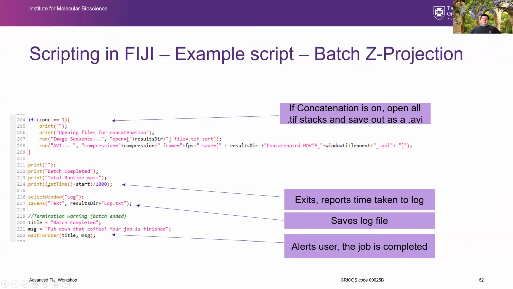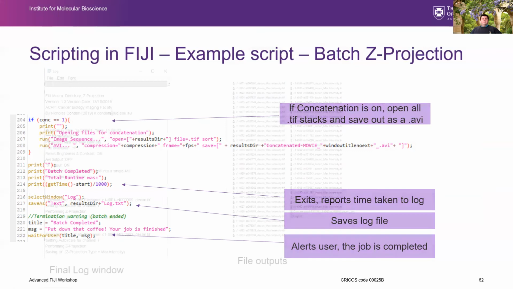Then it's going to write out to the log that it has finished, and it will work out the time it took to run. Then it's going to take that log window and save it to the results directory. And lastly, it's going to come up a pop-up on the user's screen that says batch completed, so that the user knows that the script finished and ran to the very end, had no errors.